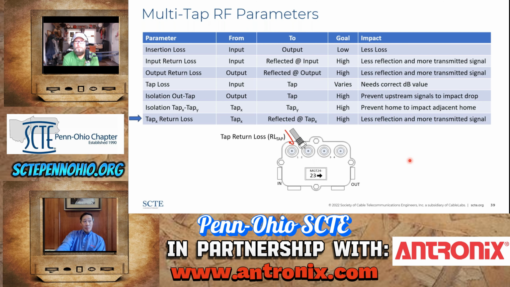The last parameter is tap return loss. It's the same. You want a good high return loss.